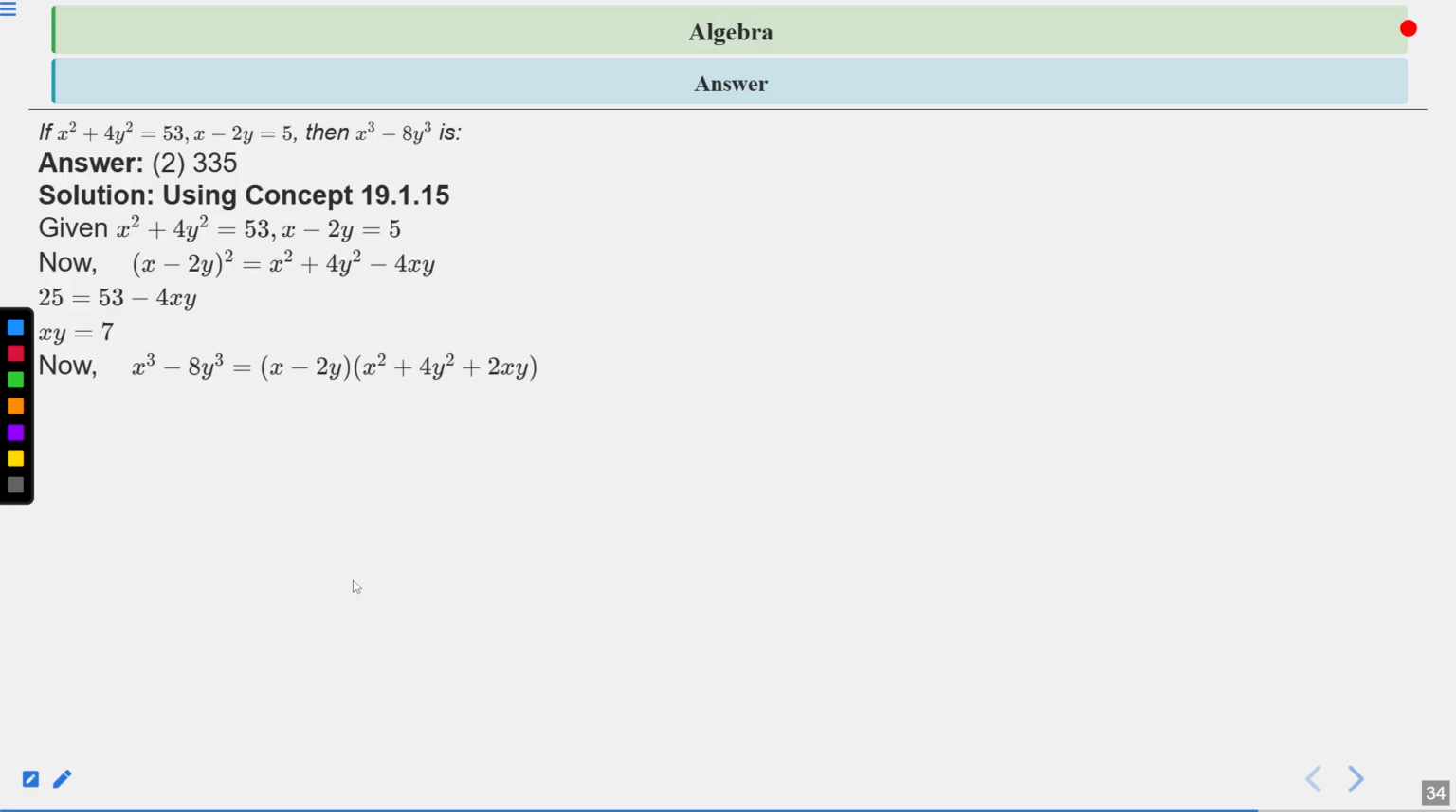Now x cube minus 8y cube equals (x minus 2y) into (x square plus 4y square plus 2xy). Now we can put in the values because we have all of them. So we can say that x cube minus 8y cube will become 5 into (53 plus 14).